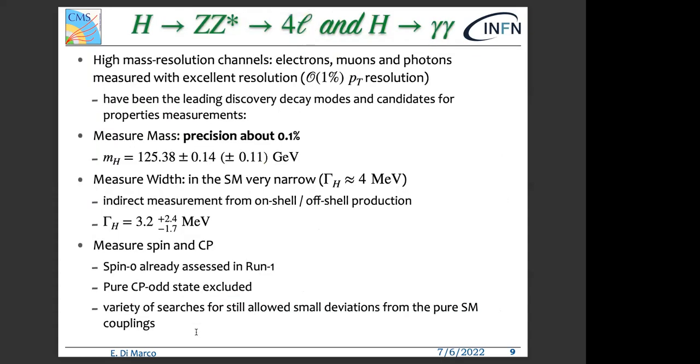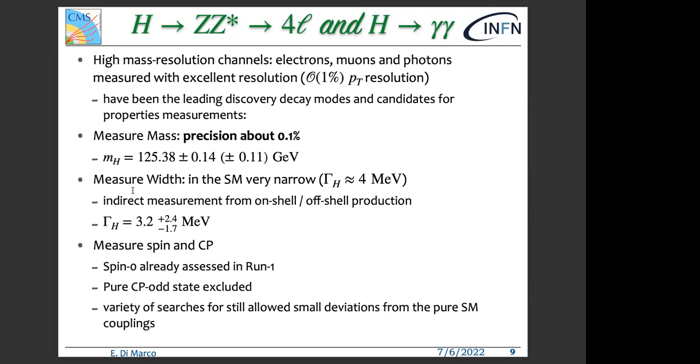So now let's go to the high resolution channels. These, both 4 leptons and gamma gamma, have an excellent mass resolution, of the order of 1%, from the pT resolution of the decay products, so the leptons or photons. This means a high resolution of the Higgs invariant mass, and this can bring a precision of one per mil on the Higgs boson mass. And you have seen the details in Roberto's presentation before.